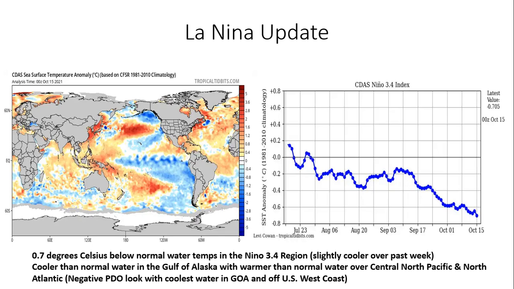A couple things really stick out on this week's sea surface temperature anomaly chart. We have that blue shading extending from the west coast of South America, working its way along the equatorial area out through the central Pacific, and even a little bit further to the west, just beyond the date line. And that is indicative of the La Nina conditions. We also have a negative PDO look to this.